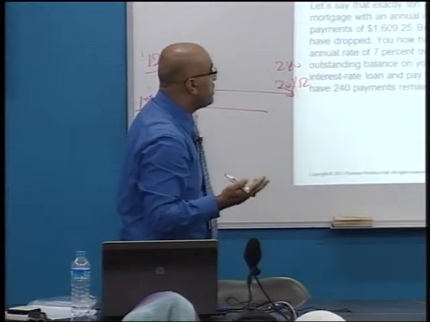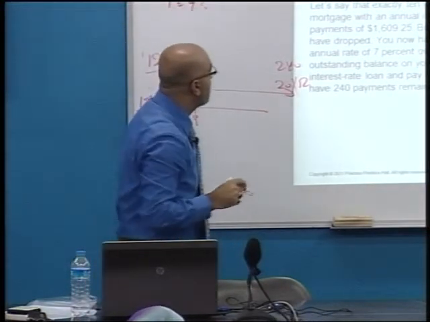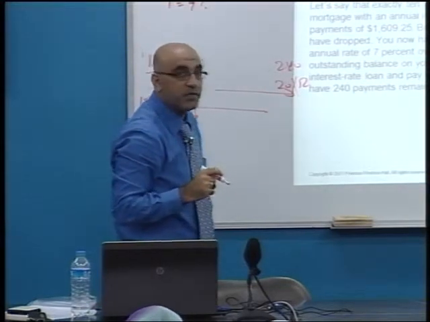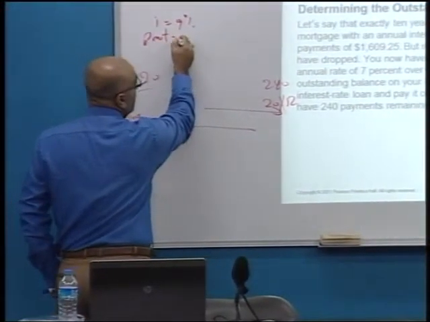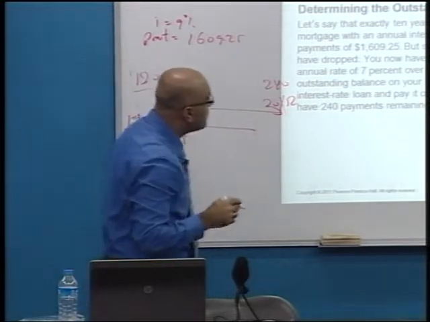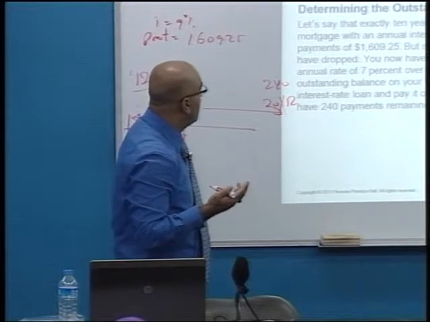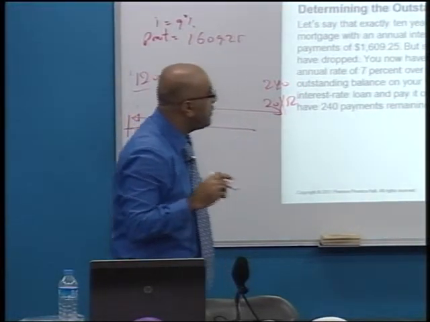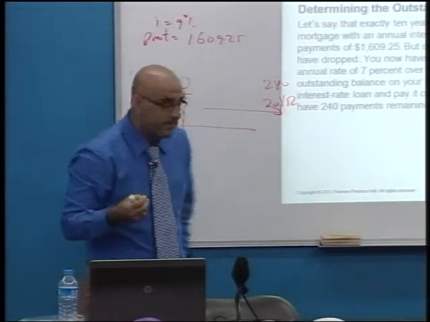Mortgage with annual interest of 9%. So I is 9%. And monthly payments of 1,609.25. So your payment is 1,609.25. But since you took out that loan, interest rates have dropped. You now have the opportunity to refinance your loan at an annual rate of 7%.